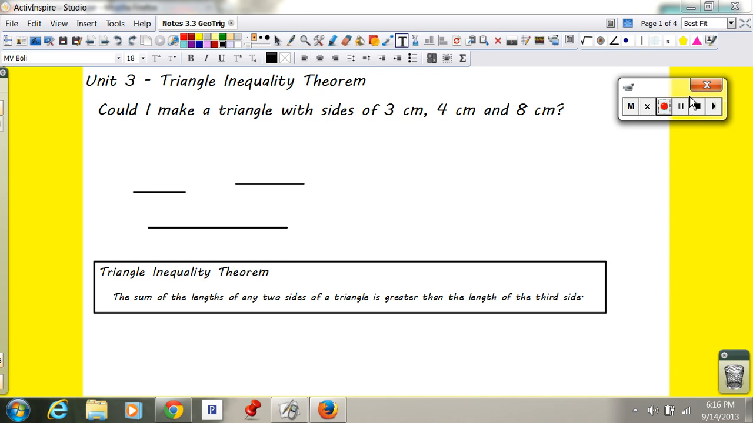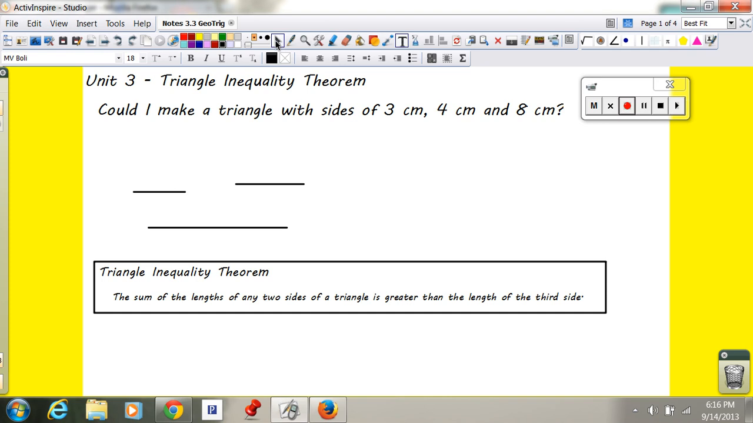Hey guys, here is Unit 3 on the triangle inequality theorem. I know we've looked at inequalities in triangles. There is a triangle inequality theorem, and I wanted to first take a look at three different sizes. I got a 3 centimeter piece, a 4 centimeter line, and an 8 centimeter line. Could I make a triangle with these three?